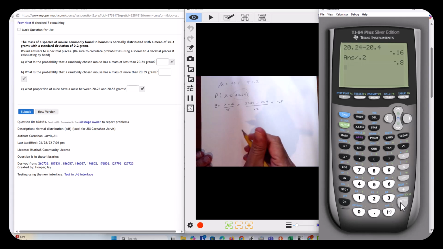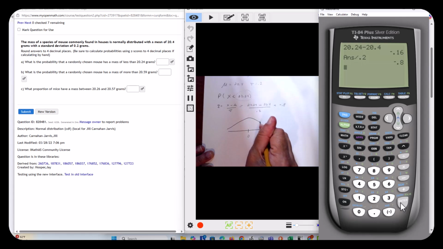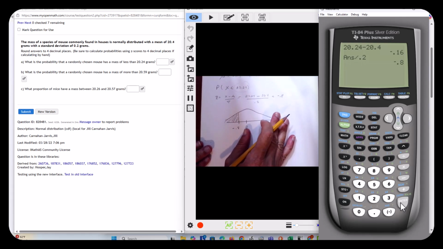Okay. So next we're going to draw the curve and see what this looks like. The standard normal curve. All I need to know is that this is negative 0.8. I just know it's to the left of 0. And I'm wanting it less than that. So this tells me to draw a line up here, and less than tells me to shade to the left.